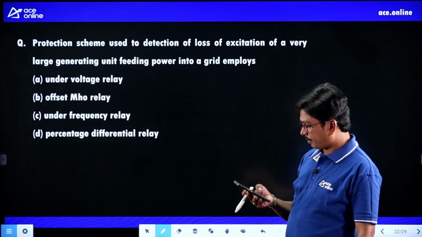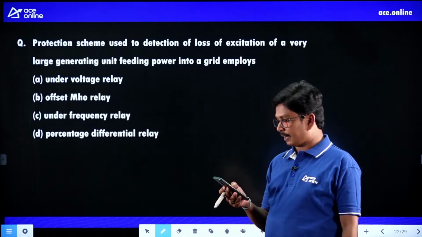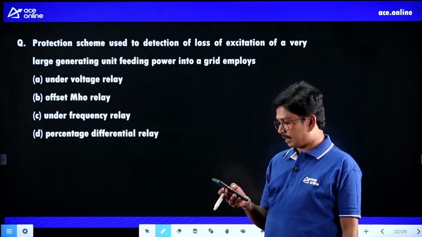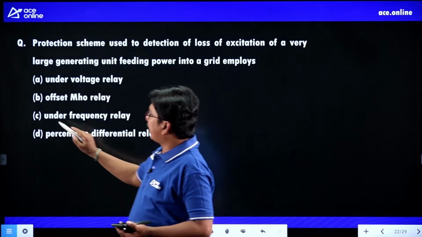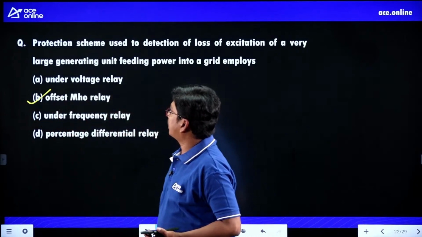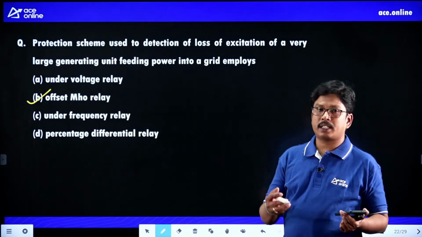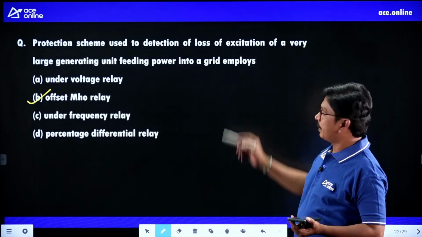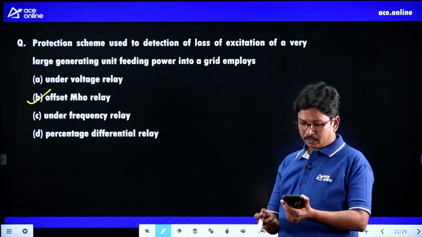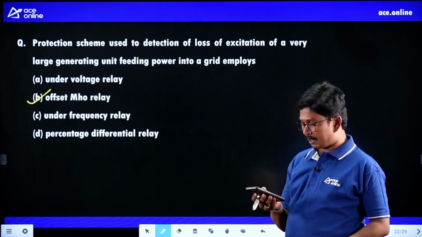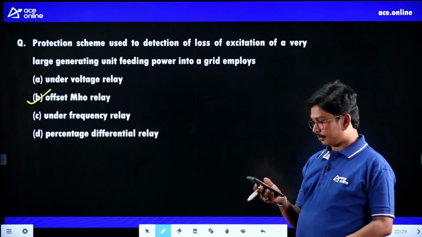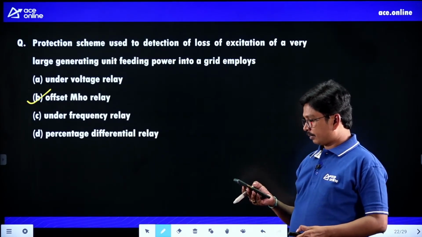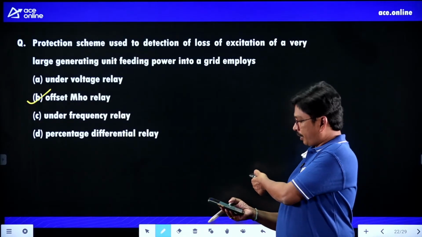Yes, very good. Offset mho relay. Everybody is giving the answer. Please check it. It is the offset mho relay. The offset mho relay is the relay used in the protection scheme for the detection of loss of excitation of a very large generating unit. Very good, Sri, Upendra, everybody. Yes, very good. Mahesh P. Right, students. Now we'll go for the next question.